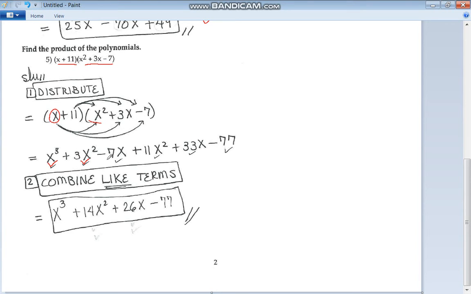X times negative 7 gives us this, but we're not done. Now we're going to distribute the positive 11 multiplied by each of the three terms. We get positive 11x squared, positive 33x, and minus 77. Then the last step is to find any like terms and put them together, and our final answer will be x cubed plus 14x squared plus 26x minus 77. That was number 5, and let's move on.